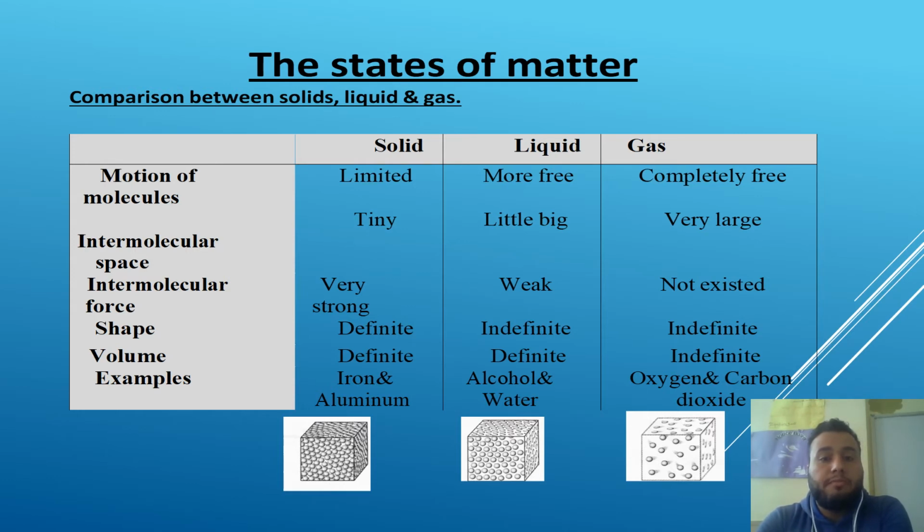Shape and volume: solid has a definite shape and definite volume, while liquid has a definite volume and indefinite shape, while gas has an indefinite shape and indefinite volume. Examples for solids: iron, aluminium, copper, gold, and so on. Liquids: alcohol, water, milk, juice, and so on. Gas: oxygen, carbon dioxide, nitrogen, and so on.